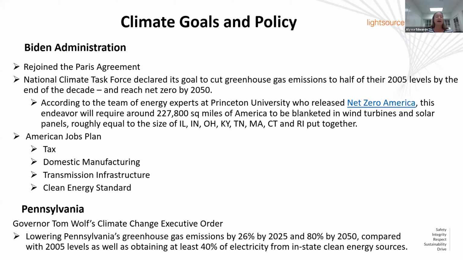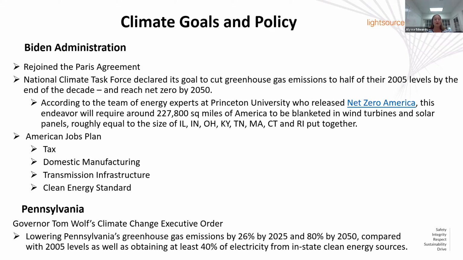In April, the Biden administration assembled what they called the National Climate Task Force, and it declared its goal to cut greenhouse gas emissions to half of their 2005 levels by the end of the decade, and then reach net zero by 2050. That was a proclamation from our government. It's not baked into legislation, but it's something that we've committed to within our country and also on the global scale.